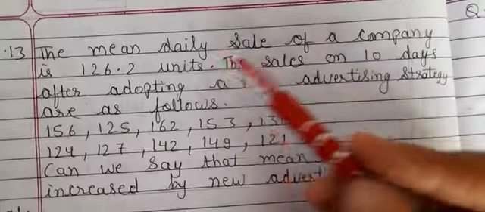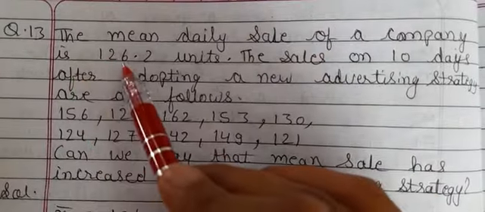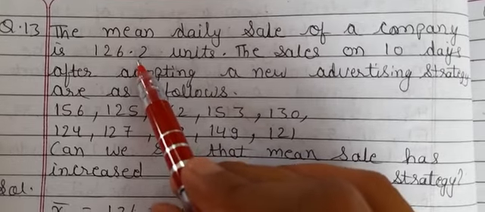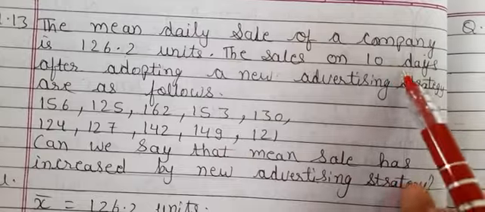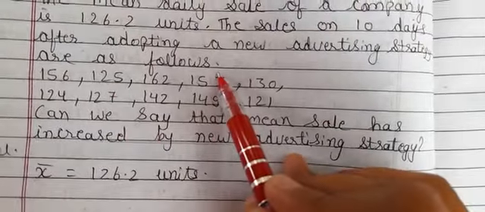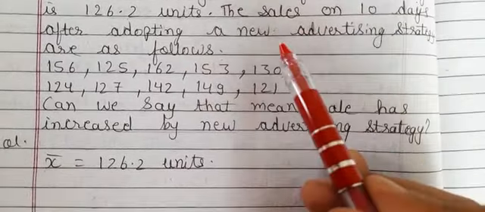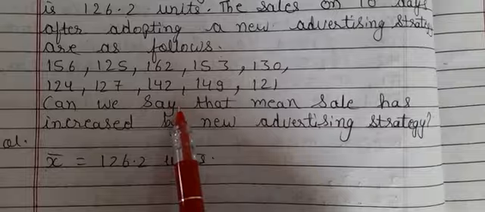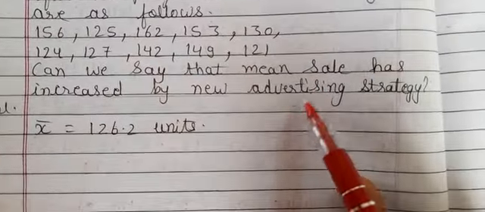Question number 13. The mean daily sale of a company is 126.2. That is, they have given you mean directly, 126.2 units. The sales on 10 days after adopting a new advertising strategy are as follows. Now, after adopting the new advertising strategy, after 10 days sales they have given to us. Can we say that mean sale has increased by new advertising strategy?